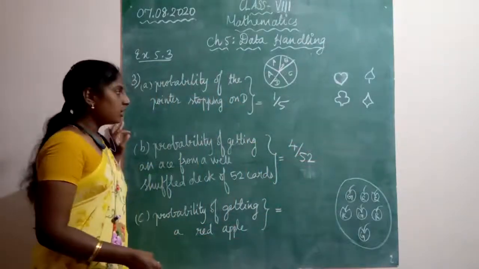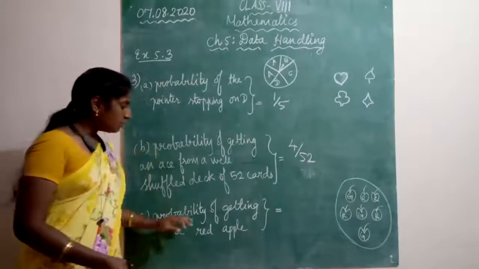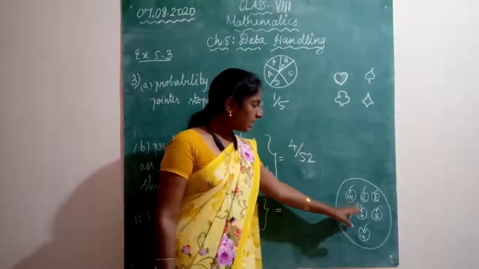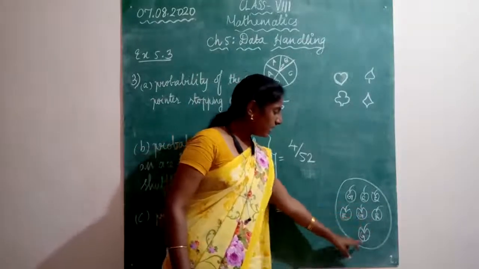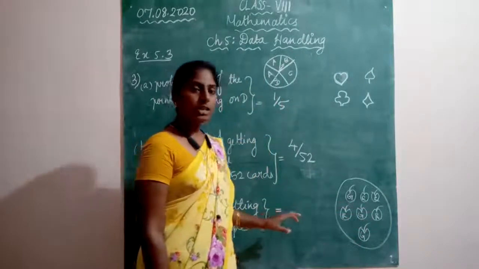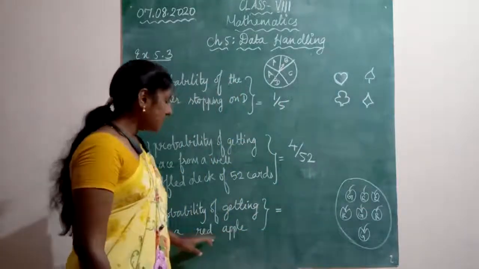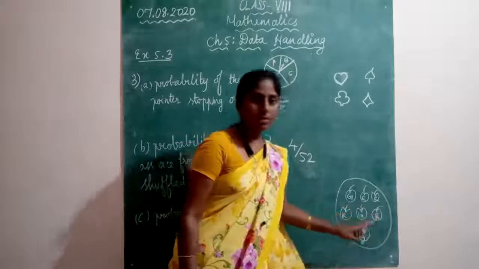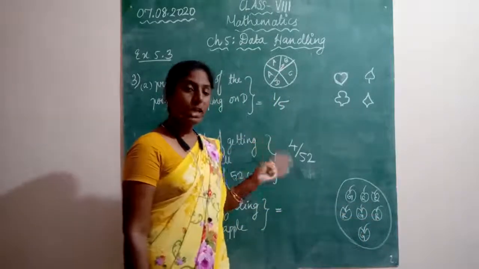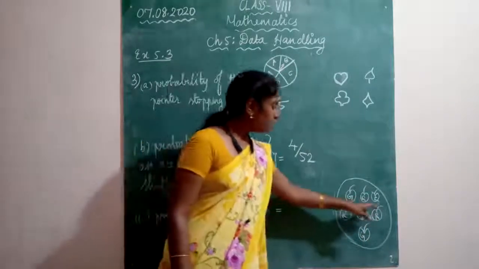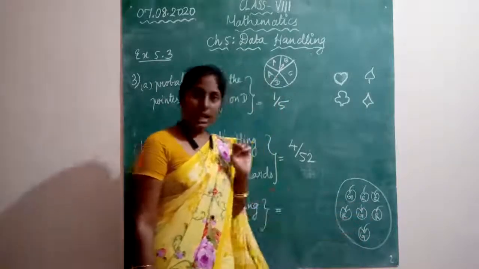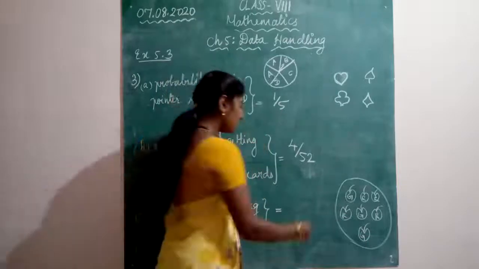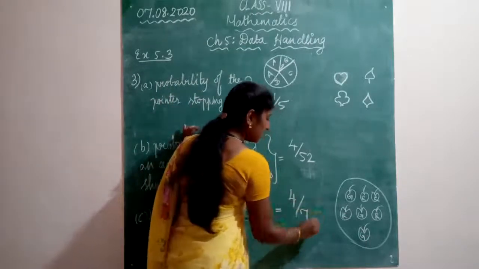Is it clear? Next one, the probability of getting a red apple. Here, can you see the picture? Green, red, red, red, green, red and green. What is asked is the probability of getting a red apple. How many red apples are there? 1, 2, 3, 4. So 4 red apples. But in total how many apples are there? 1, 2, 3, 4, 5, 6, 7. So there are 7 total outcomes, but the favorable outcomes are only 4. So the probability is 4 by 7.